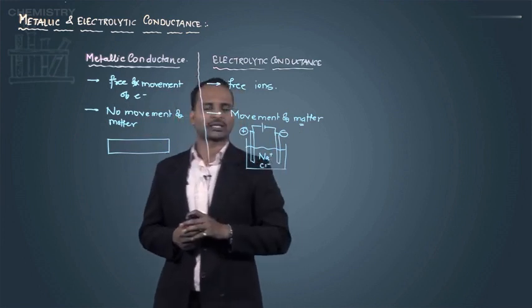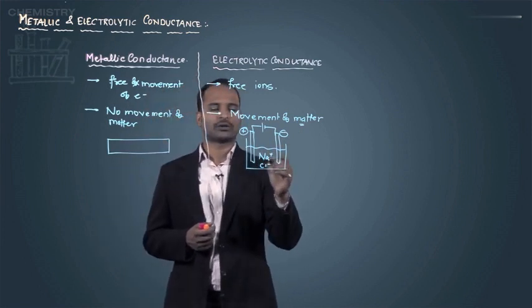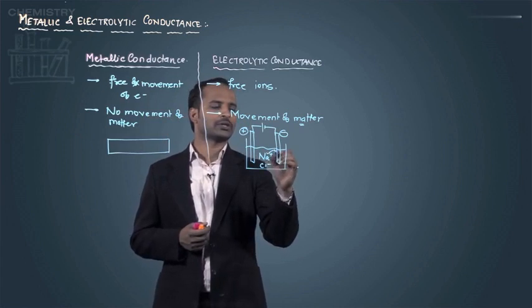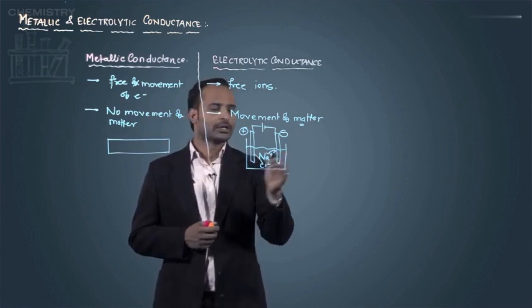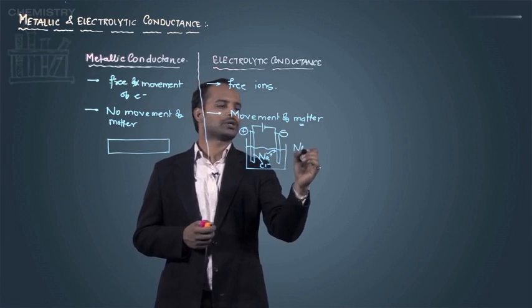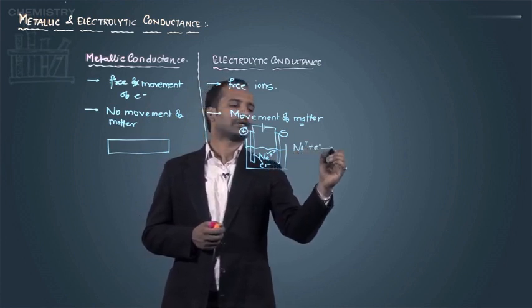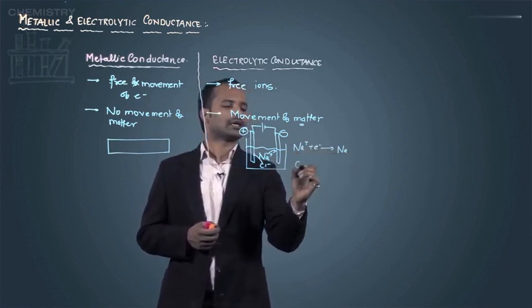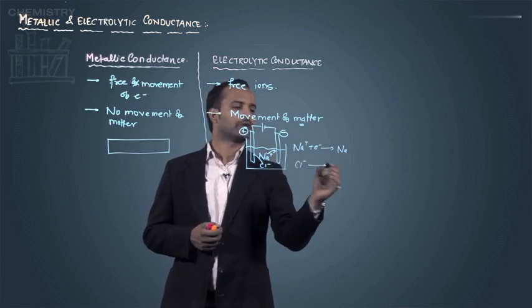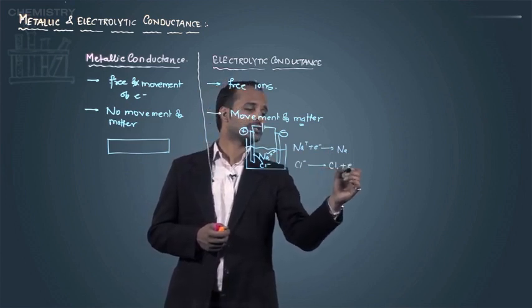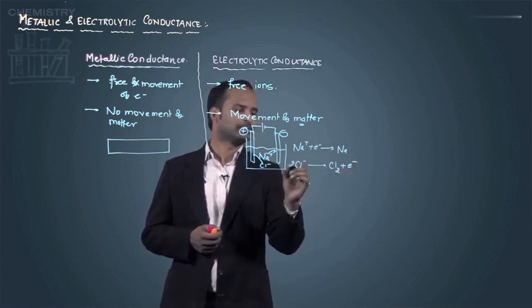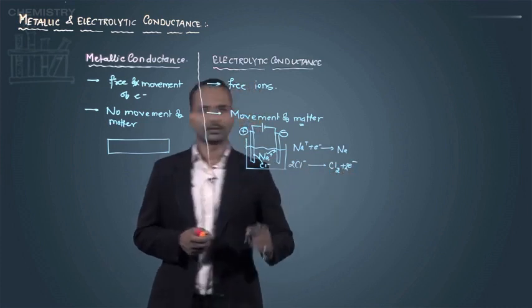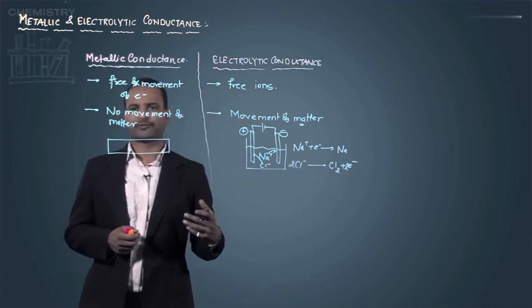When we pass electricity, these ions start migrating. Na plus migrates to the cathode and Cl minus migrates to the anode. Na plus, after moving to the cathode, gains an electron and forms sodium metal, while the Cl minus ion, after moving to the anode, loses an electron and produces Cl2. So chlorine gas is formed.